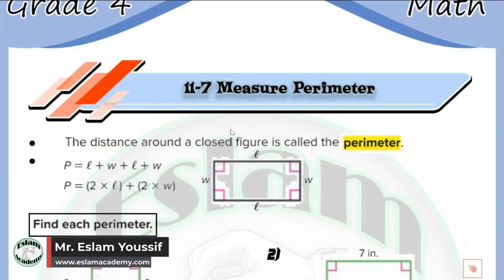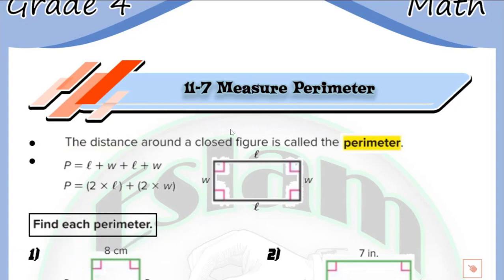In this video we are talking about measuring perimeter. At the first, what is the meaning of the perimeter? Perimeter is the distance around the closed figure. Whatever the figure is that we have to find the perimeter of, we just need to find the sum of the side lengths. Just add all of the sides.